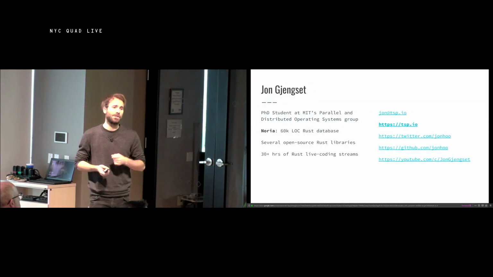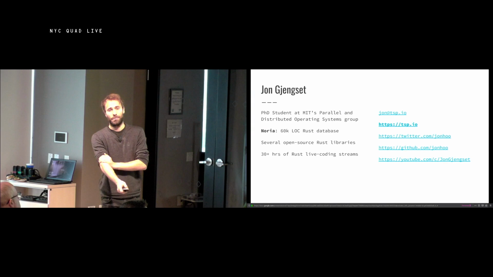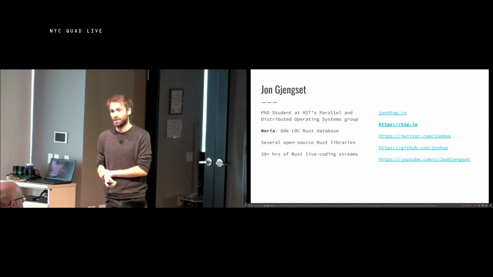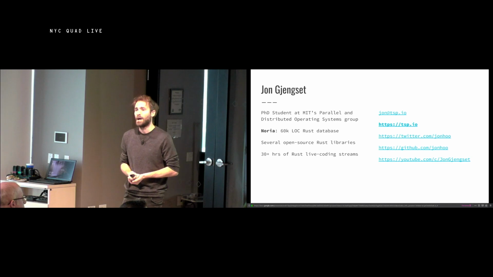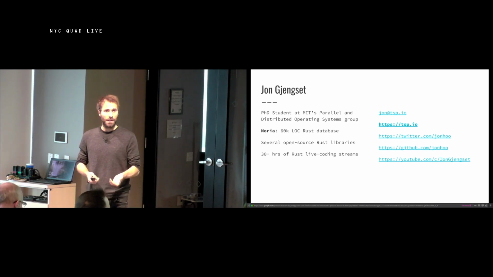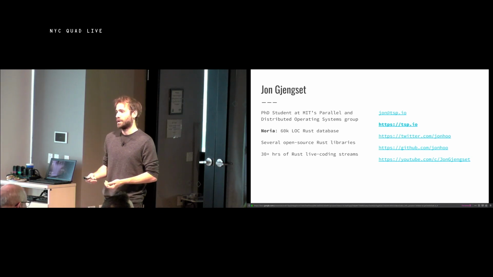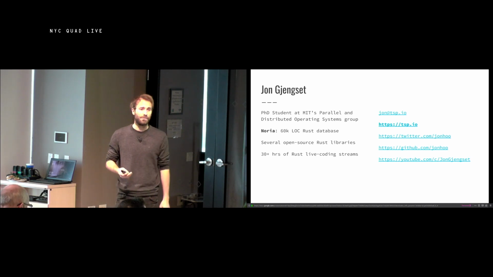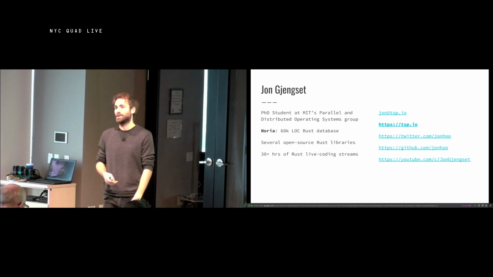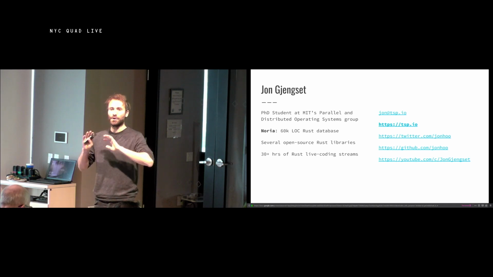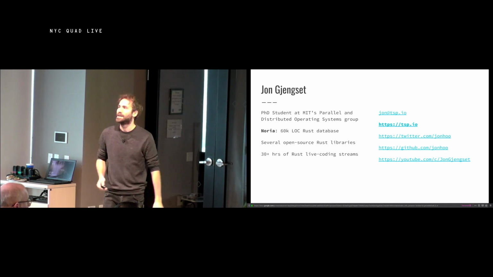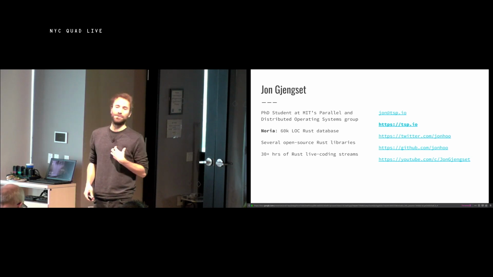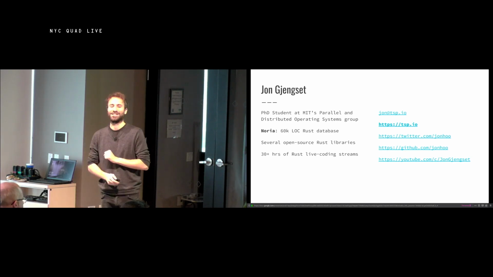So I'm John. I'm a PhD student at the MIT Parallel and Distributed Operating Systems group. I work on a database called Noria that's now about 60,000 lines of Rust code that we've been developing over 3 years. I also maintain several open source Rust libraries. I work a lot on the asynchronous I/O part of Rust. I've done about 30 hours or so of live Rust coding streams that you can find online if you're interested. And so if you want to look up any of that, then you can find me online at any of those URLs, or just shoot Larry an email. He will forward you to me. I am sure he will do that correctly.